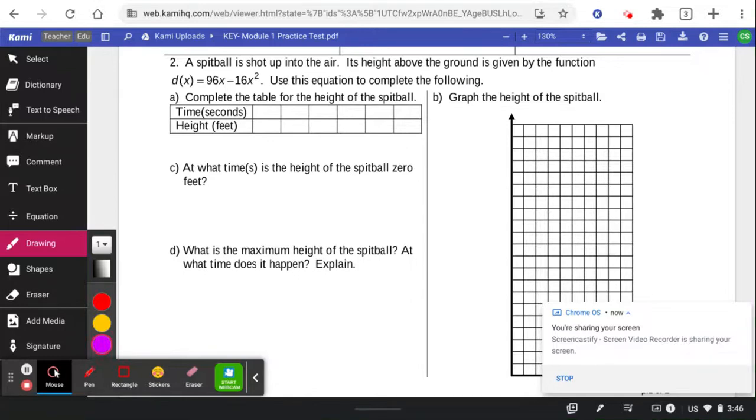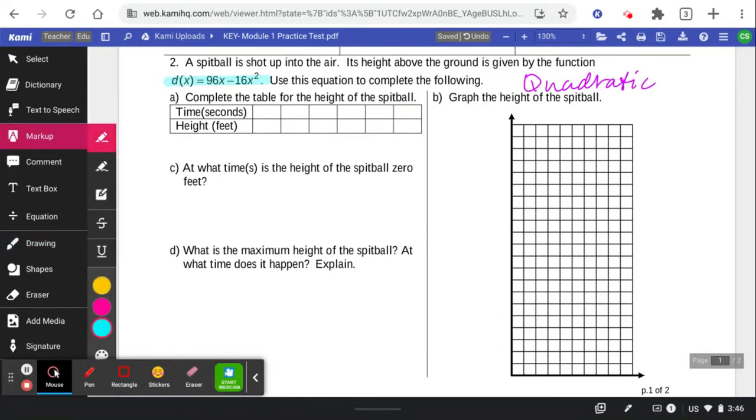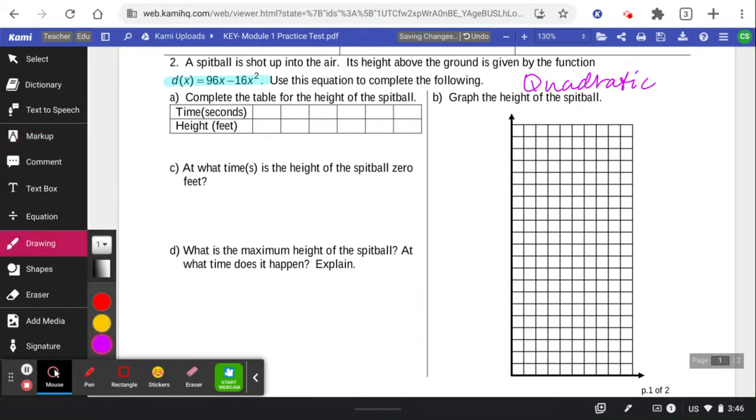Okay, number two is a word problem for a quadratic. How do I know it's quadratic? Because this little equation with an x squared was given to me. So it says a spitball is shot up into the air. Its height above the ground is given by the function d of x equals 96x minus 16x squared. Use this equation to complete the following.